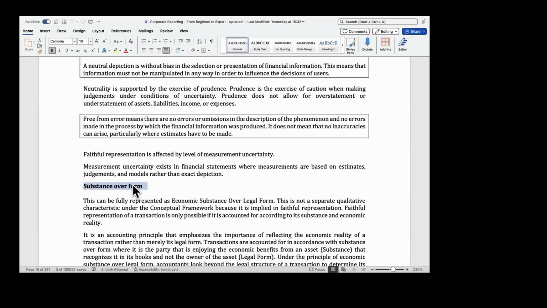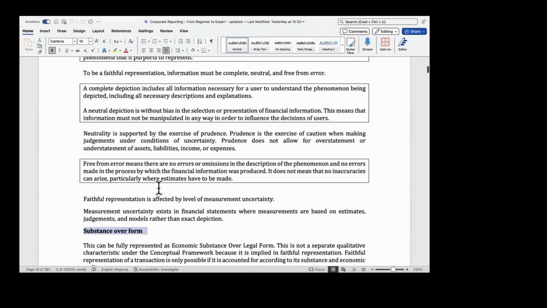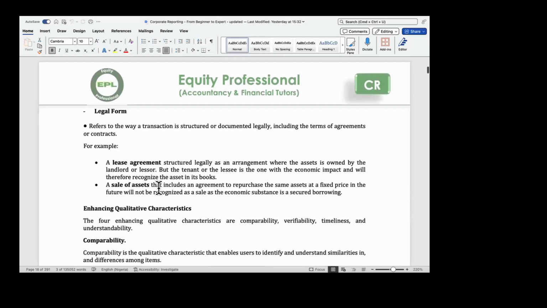It's an asset. Where is it? We want to see it in your books. So economic substance over form is a bedrock, implied in faithful representation. Okay.